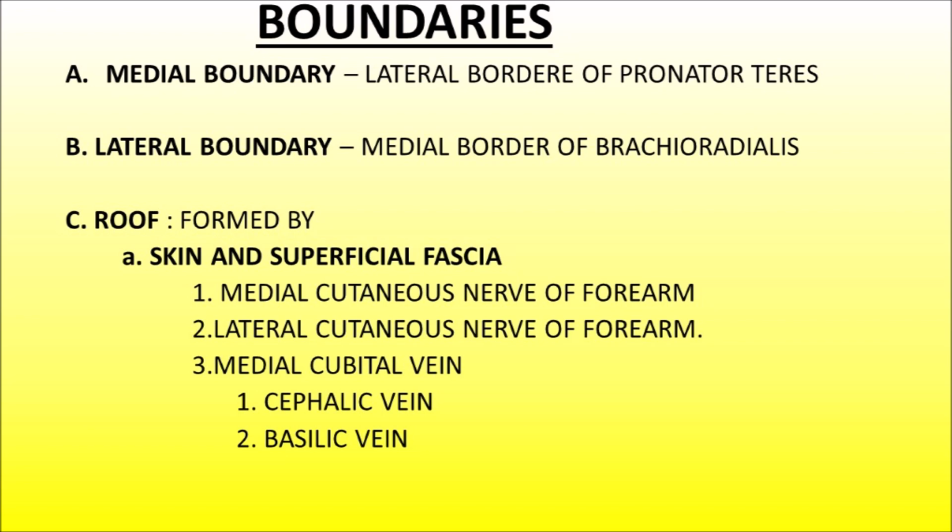The medial boundary is formed by the lateral border of the pronator teres. The lateral boundary is formed by the medial border of brachioradialis, and the roof is formed by the skin and the superficial fascia containing the medial cutaneous nerve of the forearm and the lateral cutaneous nerve of the forearm, the medial cubital vein, which is joined by the cephalic vein and the basilic vein, deep fascia, and the bicipital aponeurosis.